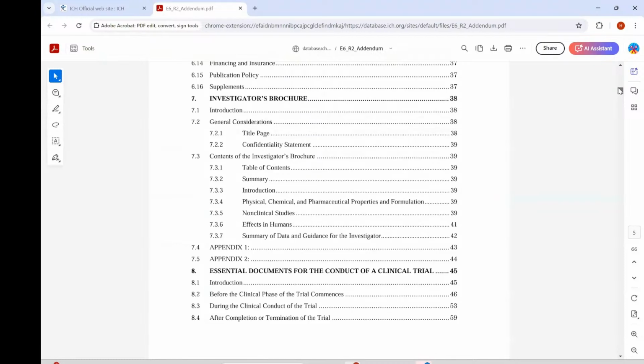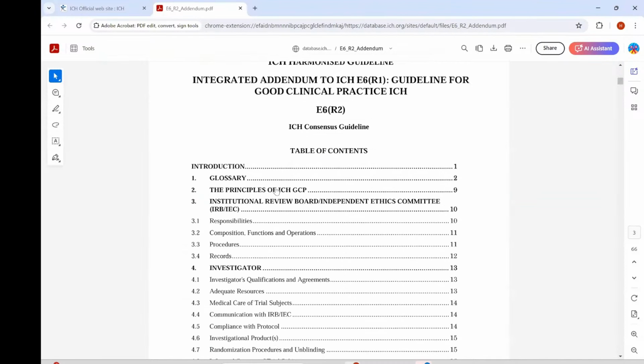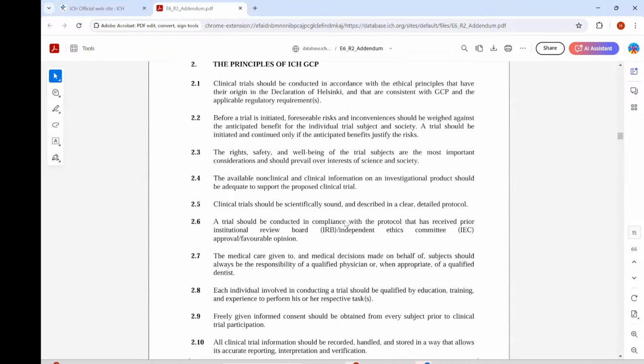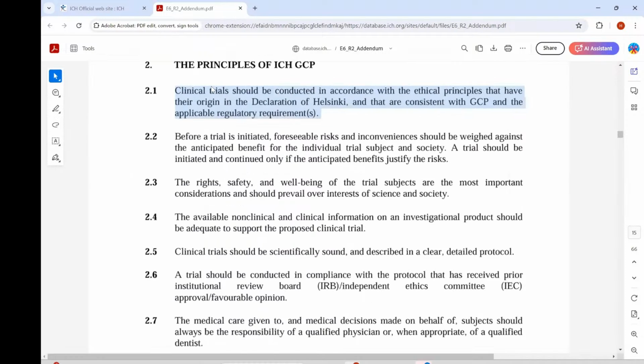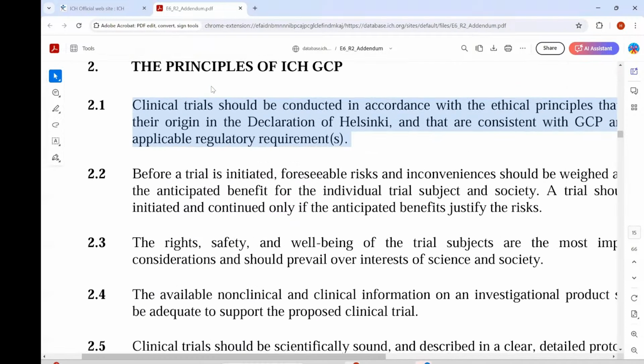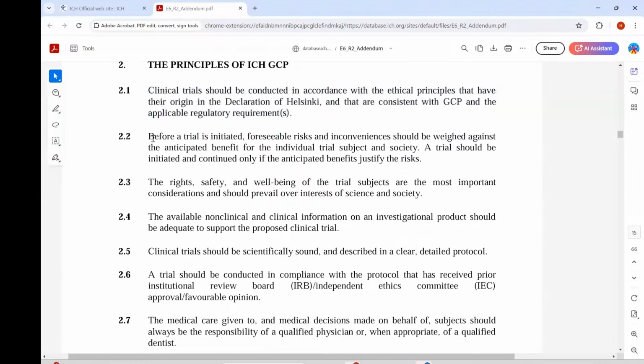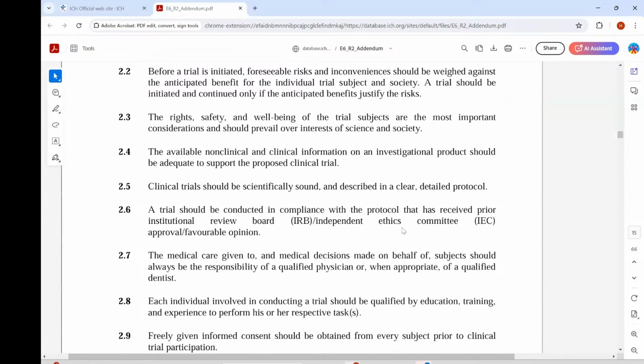Even when you go to this document in the ICH, if you click on the principles of ICH GCP, whatever we discussed about the 13 principles, I'm just going to summarize again. The first one is talking about the ethical requirements of the clinical trial. The second one is talking about the risk versus benefit analysis. The third one, the rights and safety and well-being of the subjects. And 4 is talking about the IB, the clinical and non-clinical information on the investigational product.